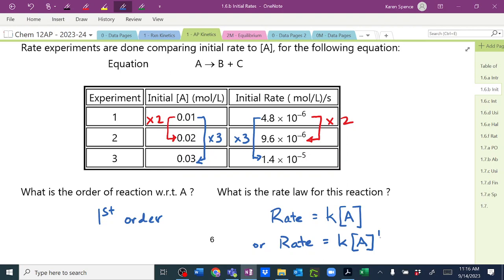You can just solve the equation and use one of the data points. Shall we do it? Shall we solve for K? We're going to get the units and the value of K.